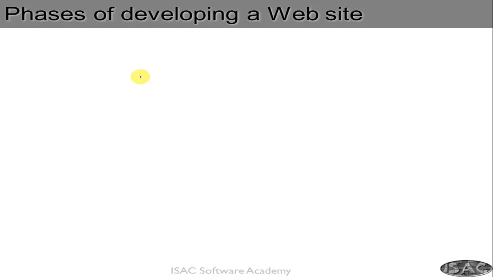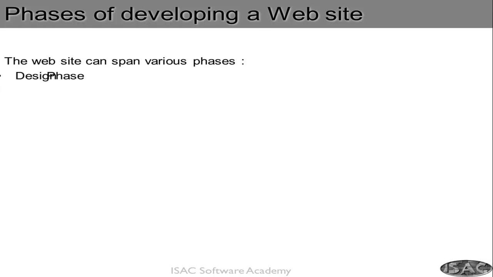Now come to the various phases of developing a website. How do you develop a website? The first step is called the design phase. The second step is called the development phase. Now, what will we do in the design phase and development phase? Let us see that.